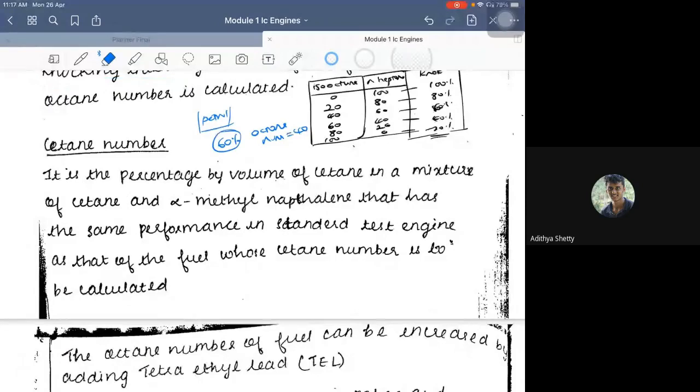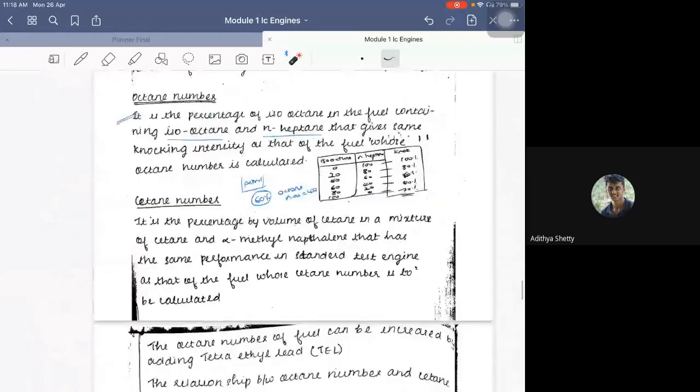I will just read it out, so try to understand this. It is the percentage by volume of cetane in a mixture of cetane and alpha methyl naphthalene that has the same performance, in the sense the same knocking intensity, in the standard test engine as that of the fuel whose cetane number has to be calculated. Suppose a sample piece whose cetane number has to be calculated gives a knocking characteristic of 40%, then you go back to the prepared chart and note down the percentage of cetane, and you will get the cetane number.